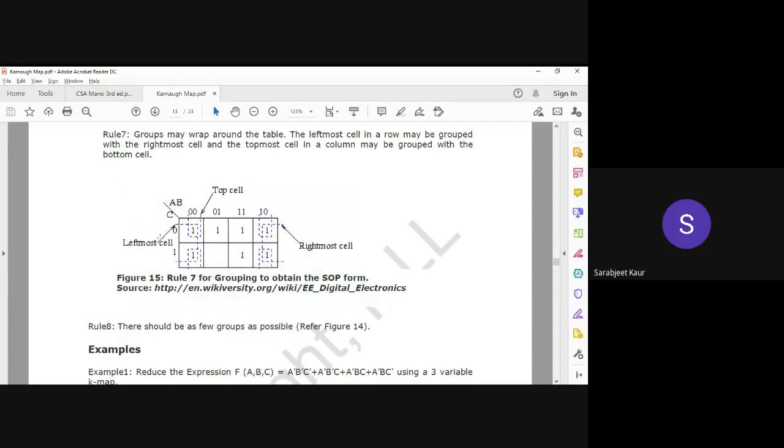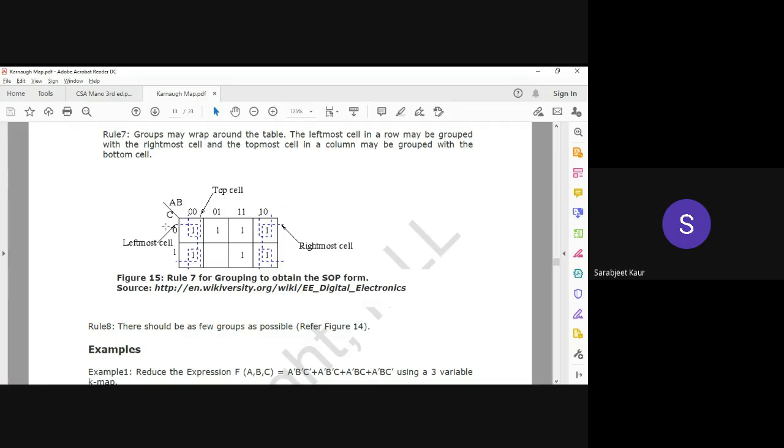Similarly, when I fold along this axis, then what will I find? I can join this one with this one, and this one and this one. All these four can be joined together to form a quad. So in this case, we are going to get only one quad. But there are two ways of looking at it.